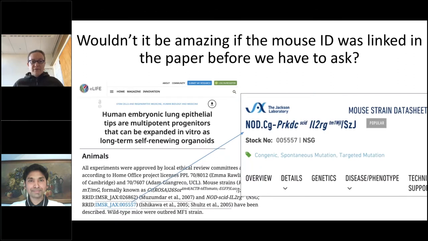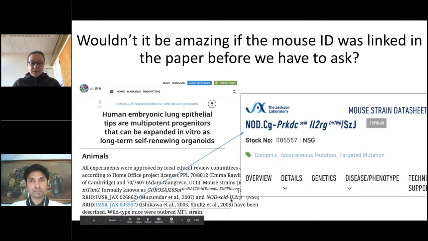Well, what if there was such a journal? Let's just imagine that there might be such a journal that would give you this magical ability to take the same mouse. This is the same NOD SCID mouse. One thing you might notice is that NOD SCID is not really the name of this mouse. This mouse has a horrible name, so lots of authors have nicknamed this thing, and you notice that they nickname it in different ways.